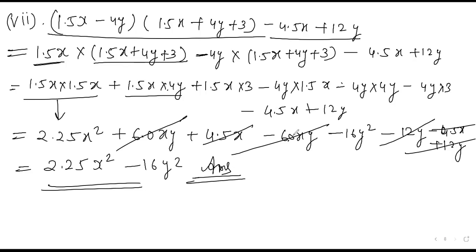So you know why I'm cancelling: already you all are aware that if the numbers are the same but the signs are different, they will immediately cancel out. Okay. Now the last question of the exercise, that is the eighth part. This one. So this is multiplication of trinomial by trinomial. Okay, so let us try to solve this one.